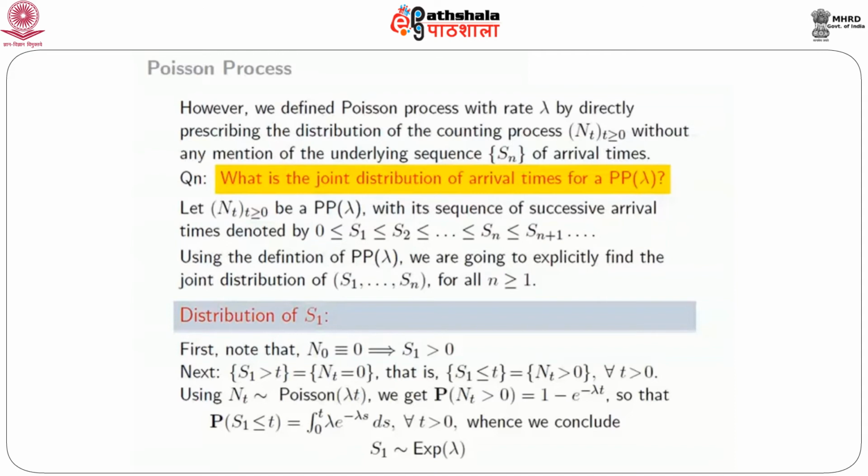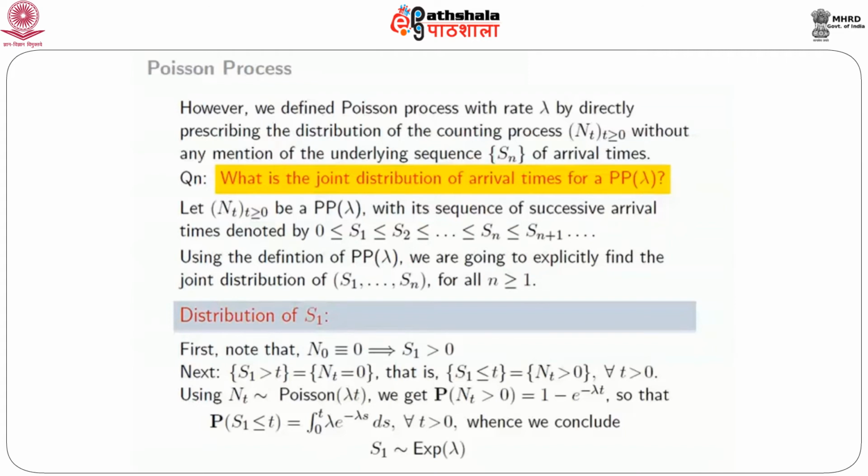What we immediately get is that the probability that N_t is positive is 1 minus e to the minus lambda t, because for a Poisson random variable with parameter lambda t, the probability that it's 0 is e to the minus lambda t. So 1 minus e to the minus lambda t is the probability that N_t is greater than 0, so that we get the probability that S1 is less than or equal to t is 1 minus e to the minus lambda t. But it's easy to see that that is nothing but the integral from 0 to t of lambda e to the minus lambda s ds, for every t positive.